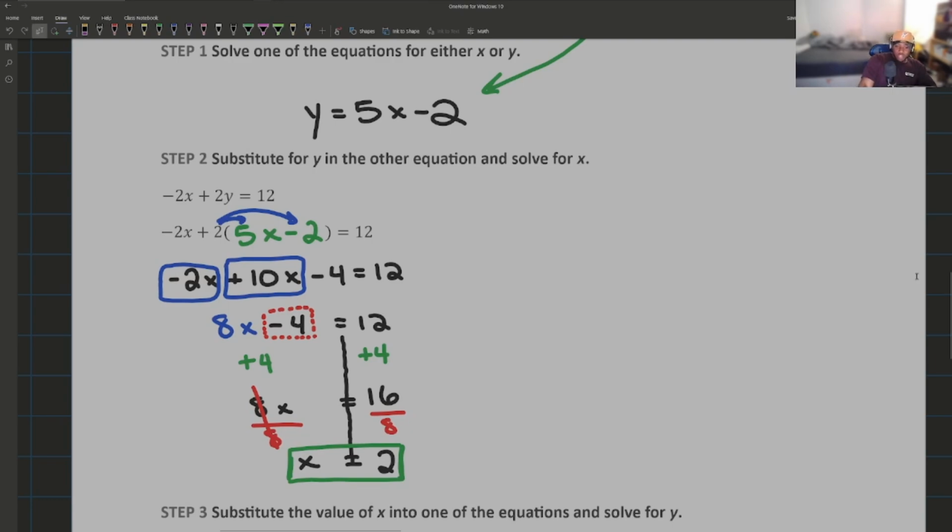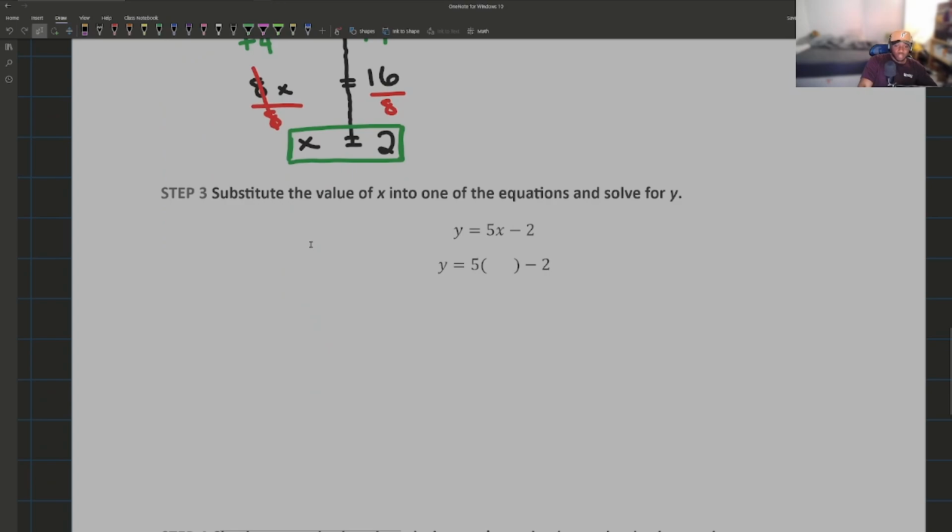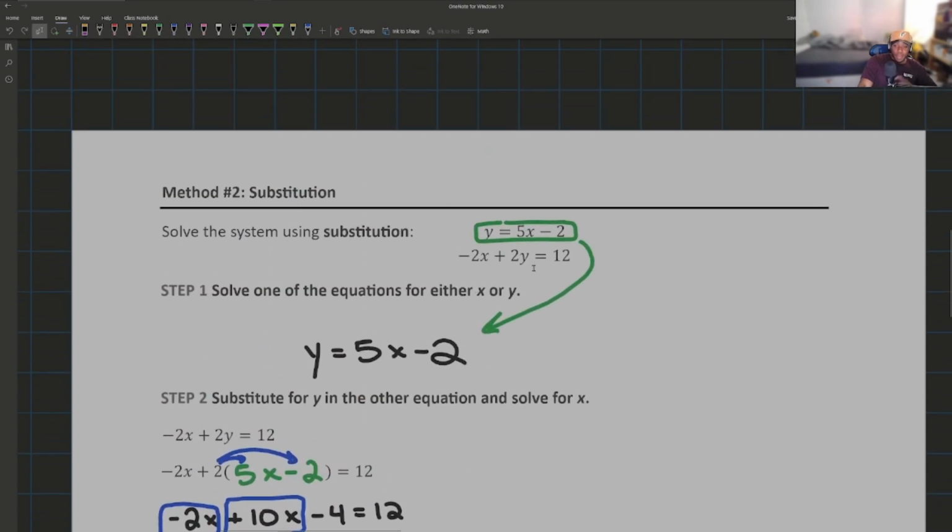So by this process of substitution, what we found is that we can actually find a number value for one of our variables, in this case x. And now we know that x is equal to 2. And that's going to be true in both of our equations. So for step 3 here, where it says substitute the value of x into one of the equations and solve for y, because we know x in the first equation is the same thing as x in the second equation.